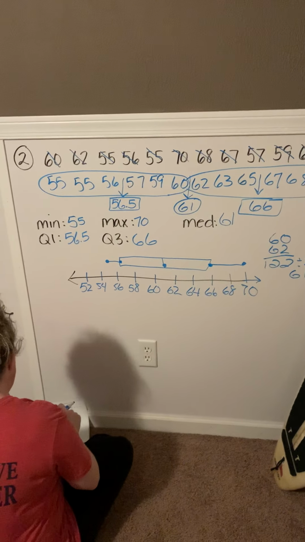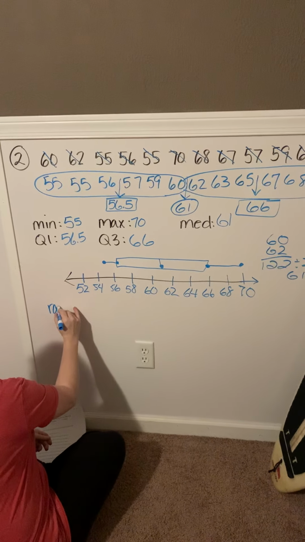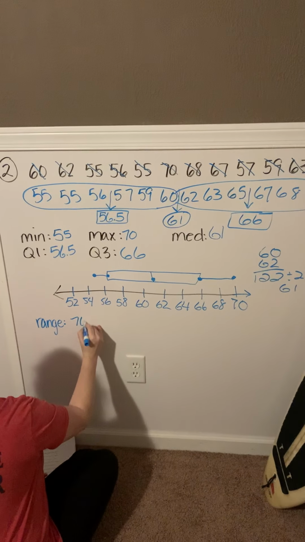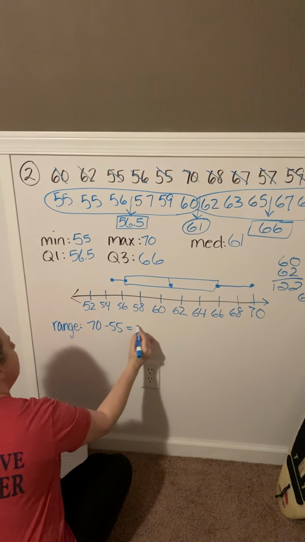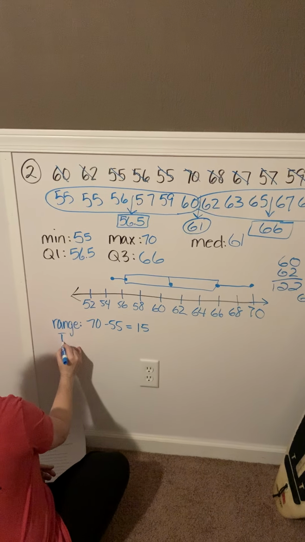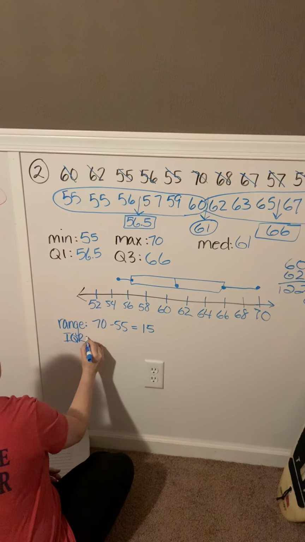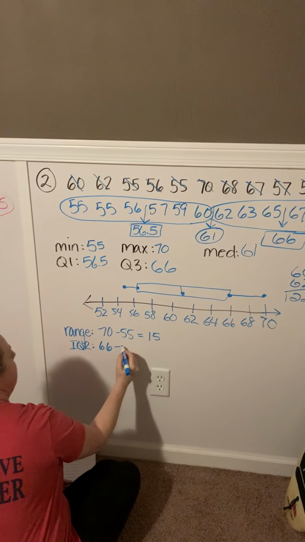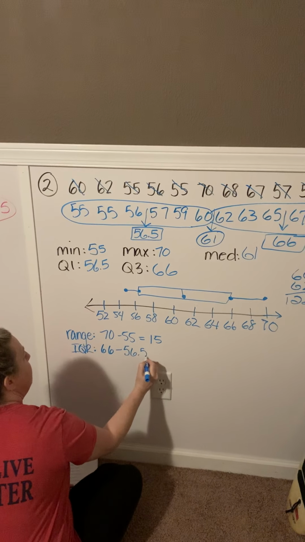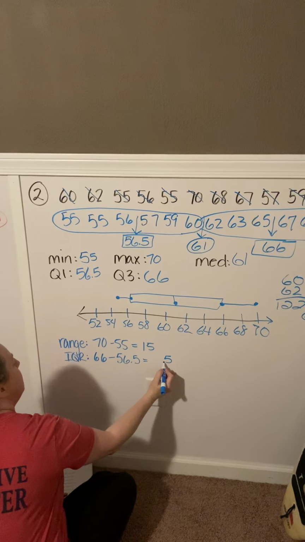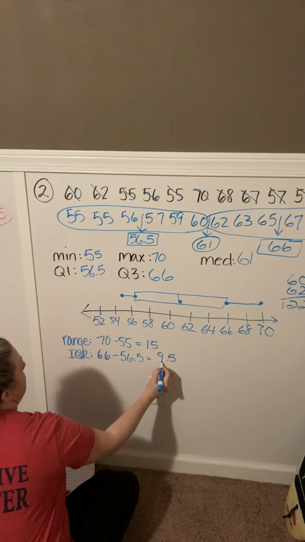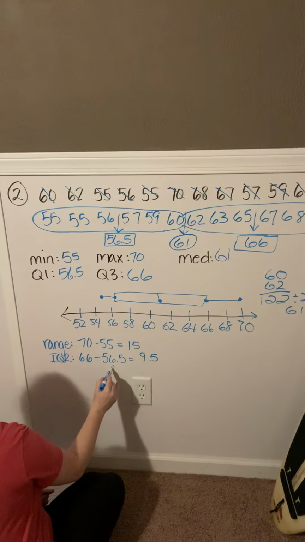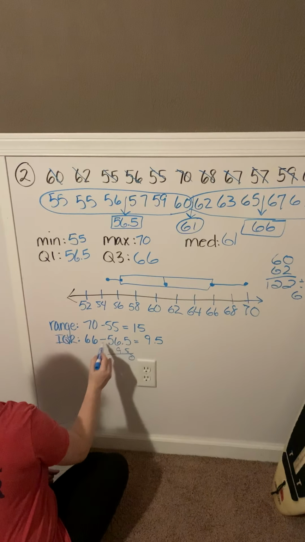Okay, so let's look at the questions here. So the first one, what is the range? So remember, the range is the max minus the min. So we have 70 minus 55. So our range is 15. Interquartile range is quartile 3, which is 66, minus quartile 1, which is 56.5. So that's going to be 9.5. Let me double check that. Yes, 9.5.